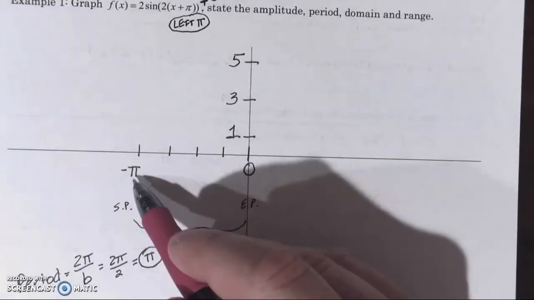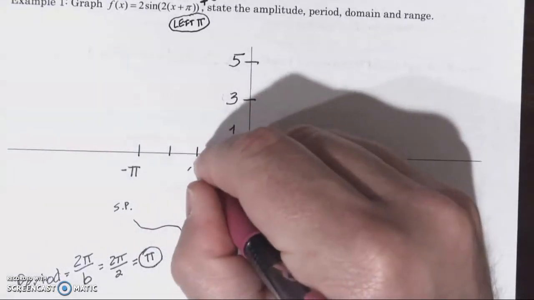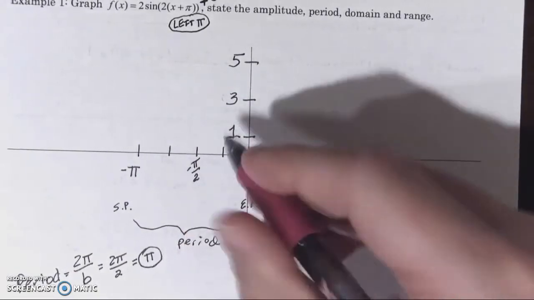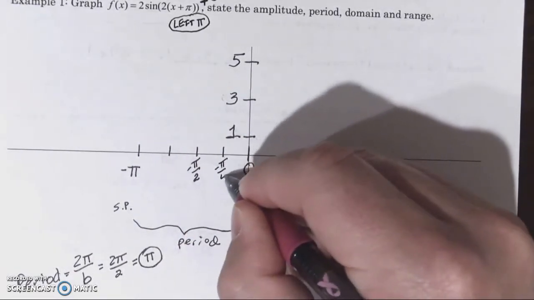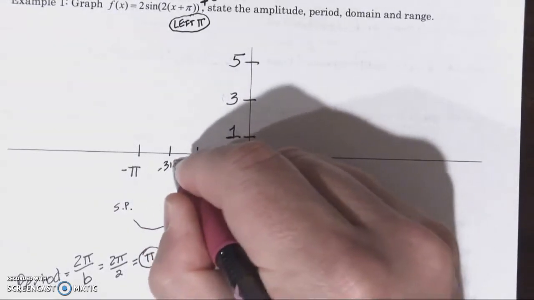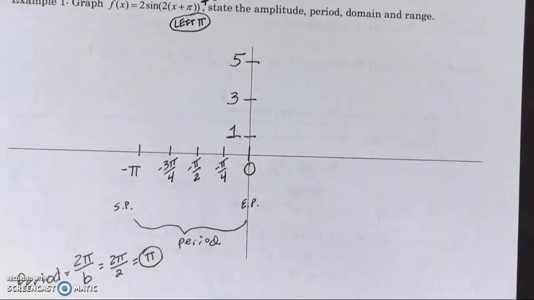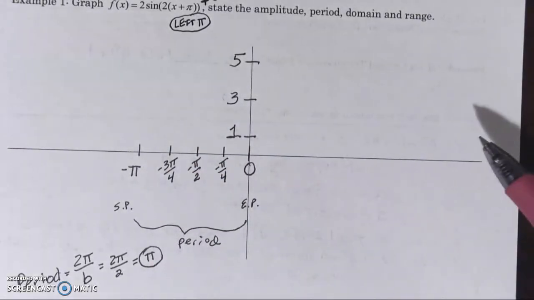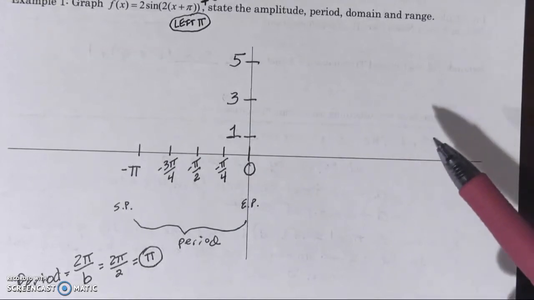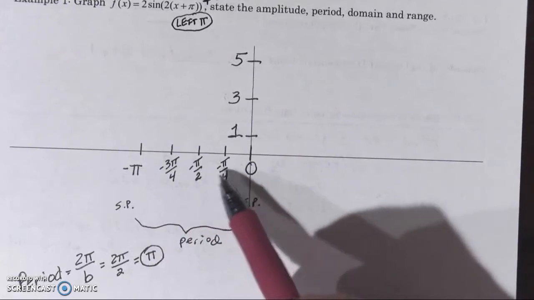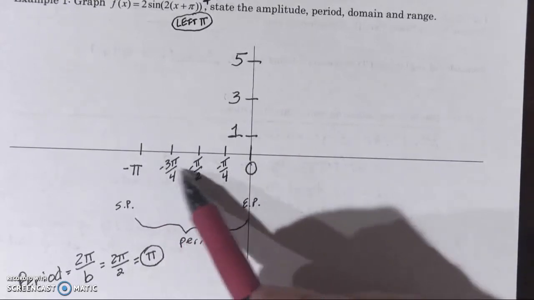The average, or the middle, of negative pi and 0 would be negative pi over 2. The value in between negative pi over 2 and 0 would be negative pi over 4. The number in between negative pi and negative pi over 2 is negative 3 pi over 4. Okay? Remember, we can find averages by adding them up and dividing by 2.